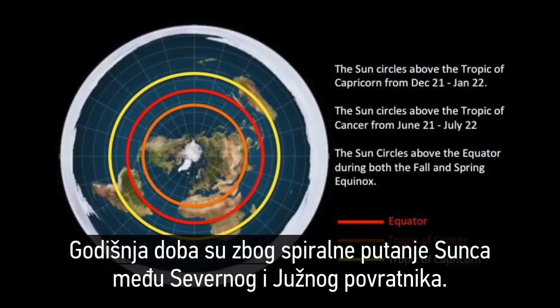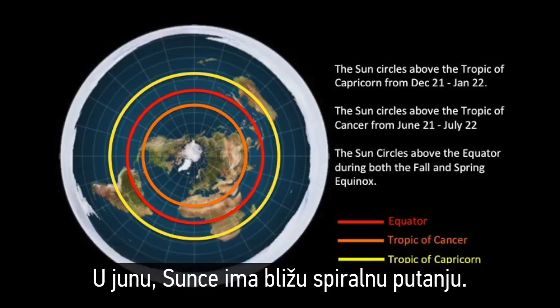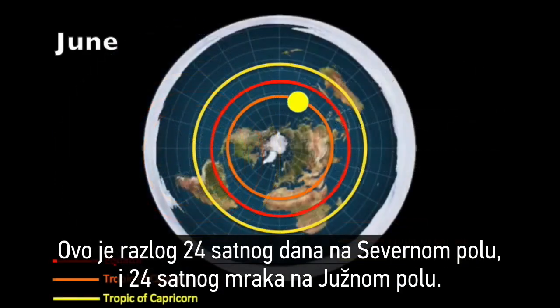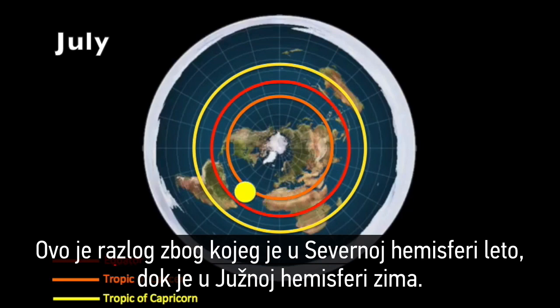The seasons are created by the sun's in and out spiral pattern between the Tropic of Cancer and the Tropic of Capricorn. In June, the sun has a tighter spiral. In June, the sun circles over the Tropic of Cancer. This causes 24-hour daylight at the North Pole and 24-hour darkness at the South Pole. This causes the northern hemisphere to be in summer and the southern hemisphere to be in winter.